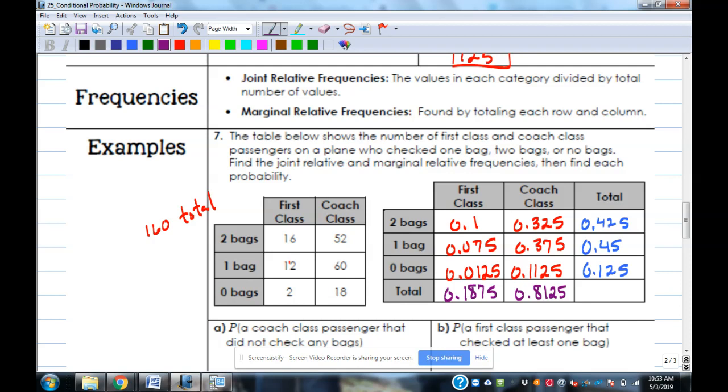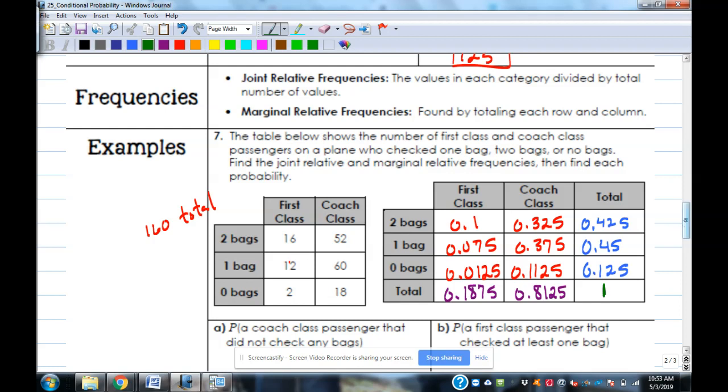If you add 0.2425, 0.45, and 0.125, you add those up together, it's going to be 1. If you add all your frequencies up in the totals, and the column doesn't add up to be 1, and the bottom row doesn't add up to be 1, something's wrong. So that's how you can know if you did it right or not. If it doesn't, something's wrong. That's how you know you got one of your relative frequencies wrong.